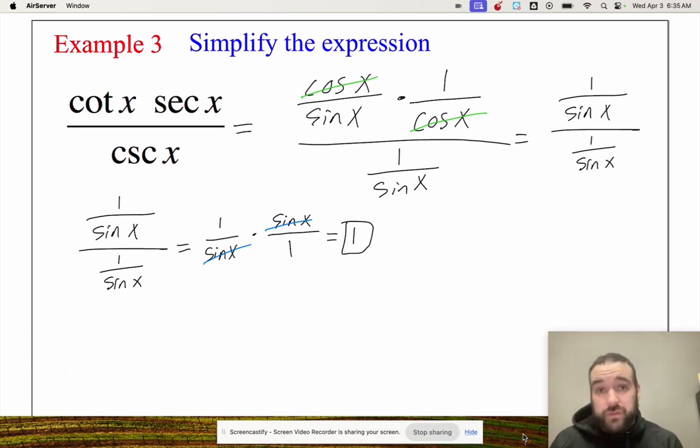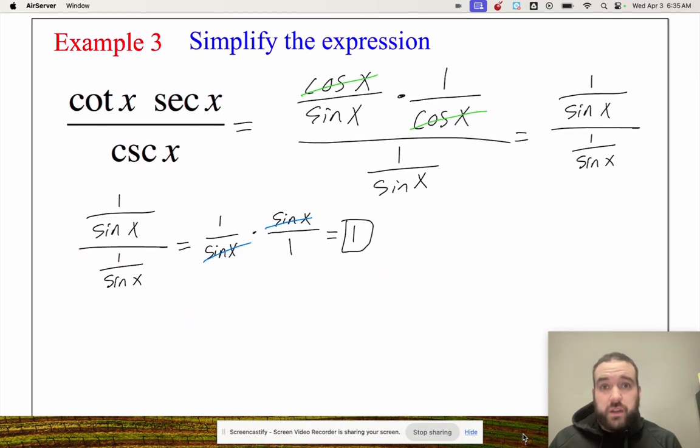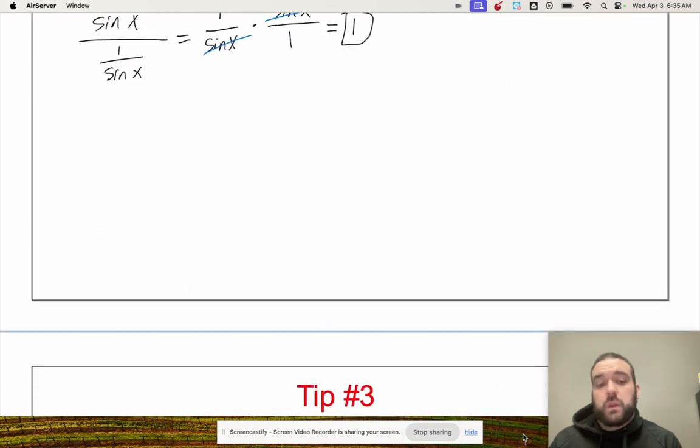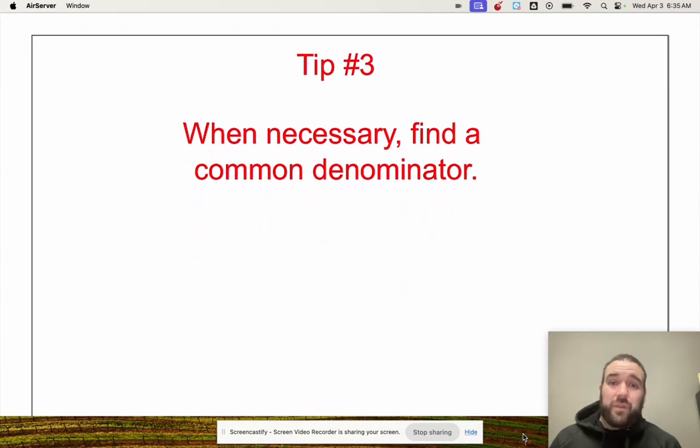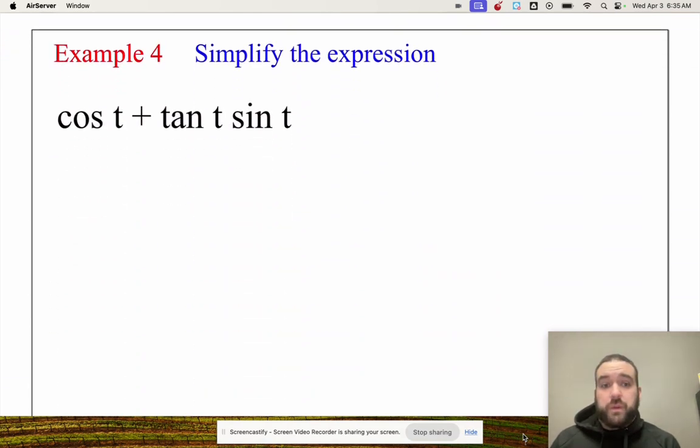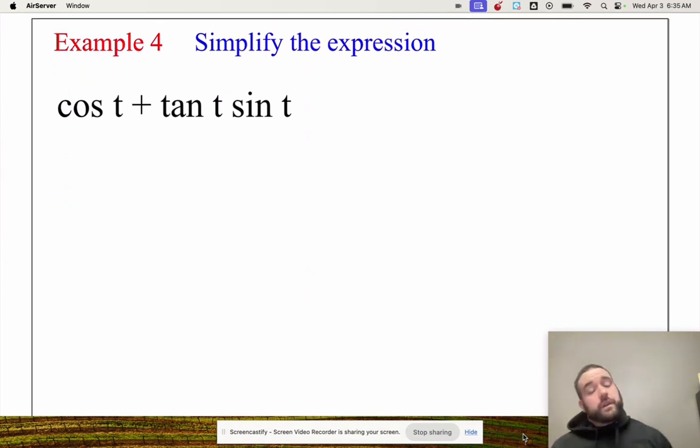Again, we didn't use the formula sheet. We just put everything in terms of sine and cosine. So the third and final tip I'm going to tell you is, if you're not sure what to do, try to find a common denominator, because that will allow you to combine multiple fractions. And that will help us when we need to simplify things. So let's try that out here.